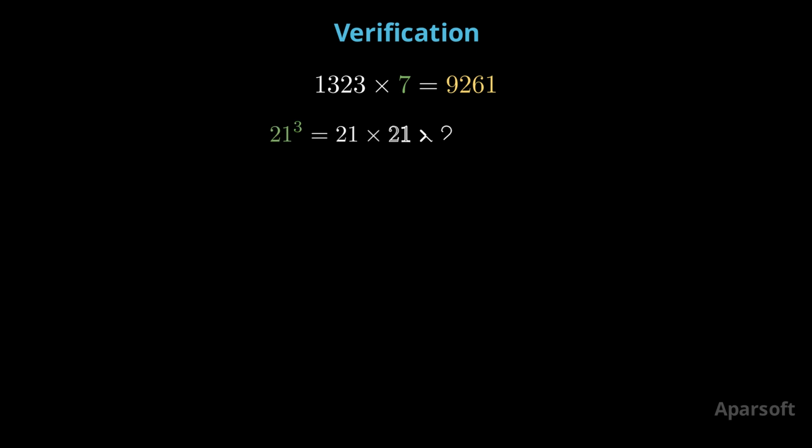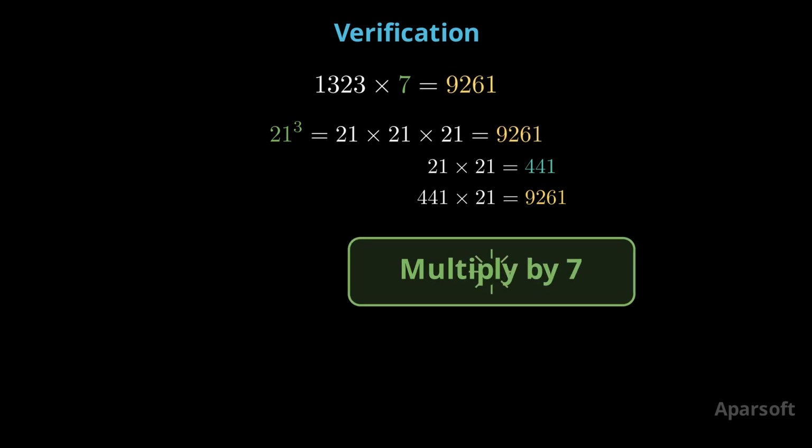Beautiful. Let us verify our answer. 1323 times 7 equals 9261. And 21 cubed, that is 21 times 21 times 21. 21 times 21 is 441. And 441 times 21 is 9261. A perfect match. Both calculations give 9261. So the answer is multiply 1323 by 7.